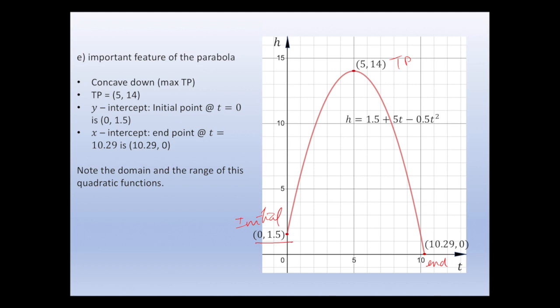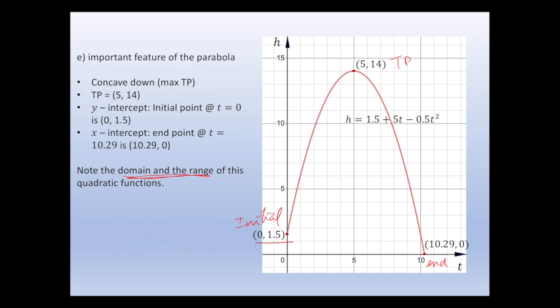10.29. So here you can sketch the graph, and if you're asked to determine the domain and the range, this is where domain and range is important. Because the domain, you start from 0, and when it reaches the ground, that's the end, which is 10.29. And the range, you start from 0, the ground, all the way up to 14 meters above.